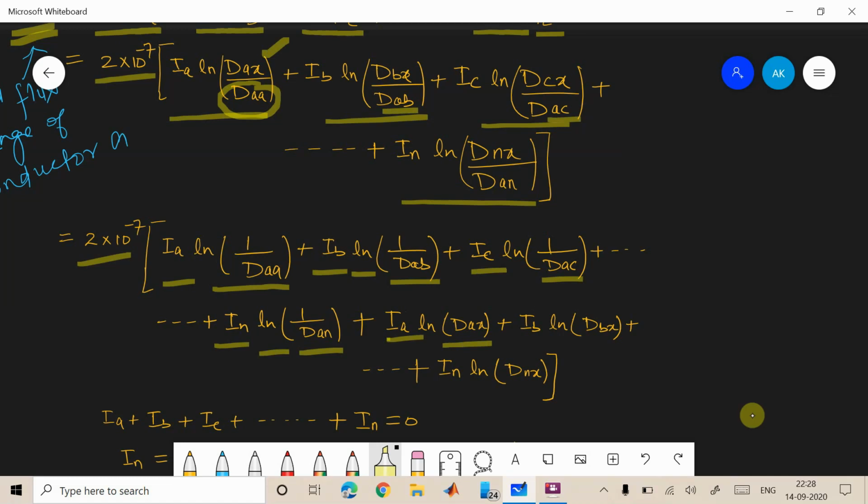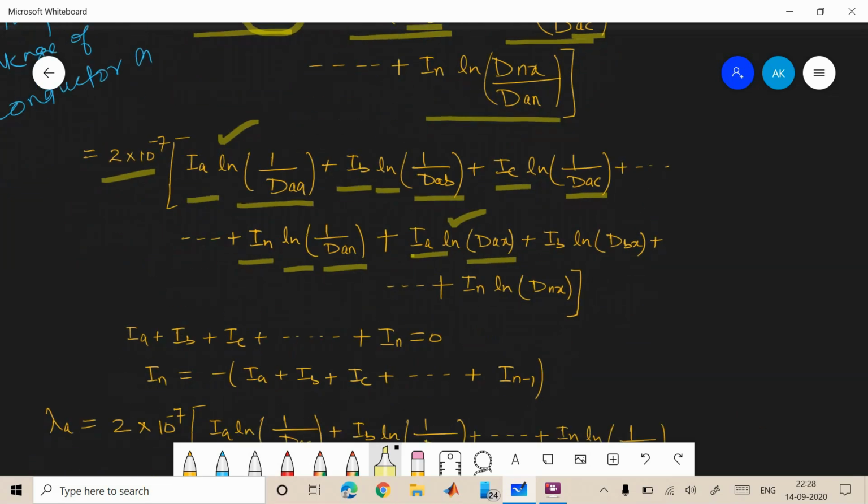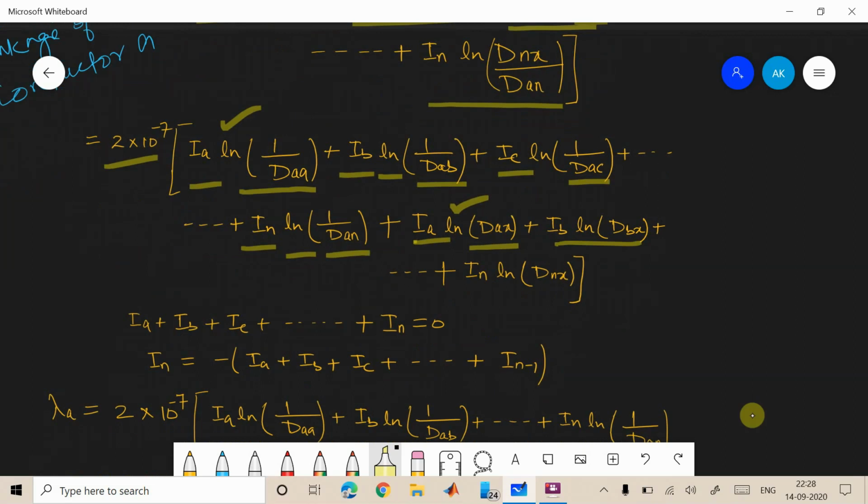If you combine this term and this term, what will happen? You will have IA in common. Okay, ln 1 by dAA plus ln dAX. So ln a plus ln b is ln ab, and you will get finally ln dAX by dAA, the same expression you will get. Okay. Similarly for IB up to IN.